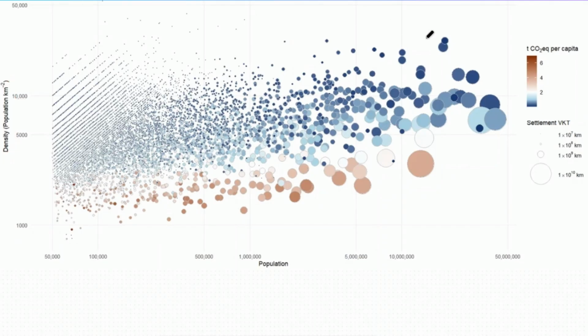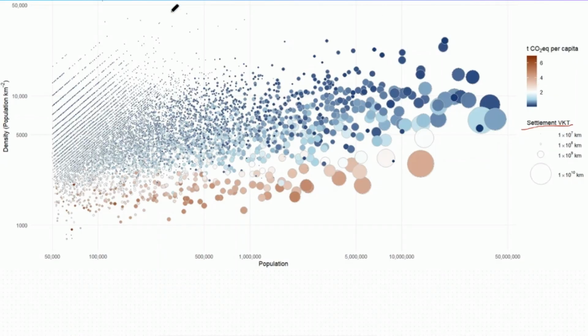In terms of the size of the points, that's related to the total vehicle kilometers traveled in the entire settlement. So not per person, the entire settlement. And as you see, as you go to the right, the points tend to be bigger. And as you go down the graph, they also tend to be bigger.